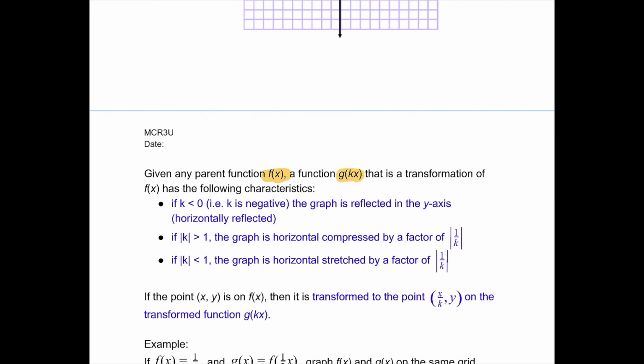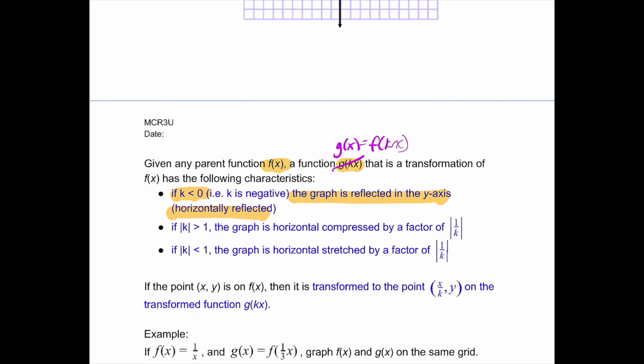So given any parent function f of x and a function g, and I should actually write this, it's not actually written properly. This is where g of x is equal to f of k times x. In other words, we're multiplying something to x inside our function. Then it has a transformation of x that has the following characteristics. If k is less than 0, that is k is negative, then the graph is reflected in the y-axis. In other words, it's as if the mirror is sitting on the y-axis. And we could also call it, if you want, a horizontal reflection as well.